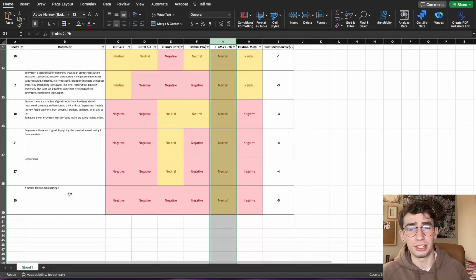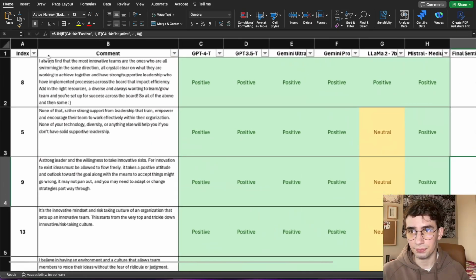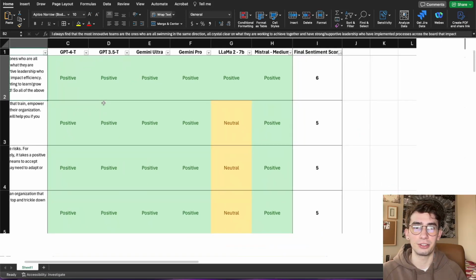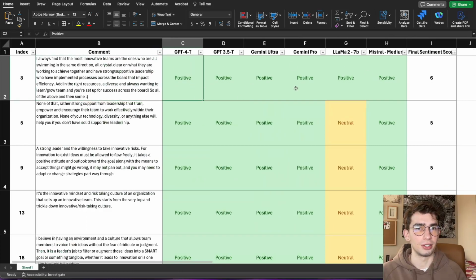Things like, a diverse team means nothing, getting the lowest sentiment, I would say, is correct. Whereas this comment up here that reads, I always find that the most innovative teams are the ones who are all swimming in the same direction, all crystal clear on what they're working to achieve together, blah, blah, blah. Using exclamation marks with a smiley face was pretty much across the board said to be very positive.